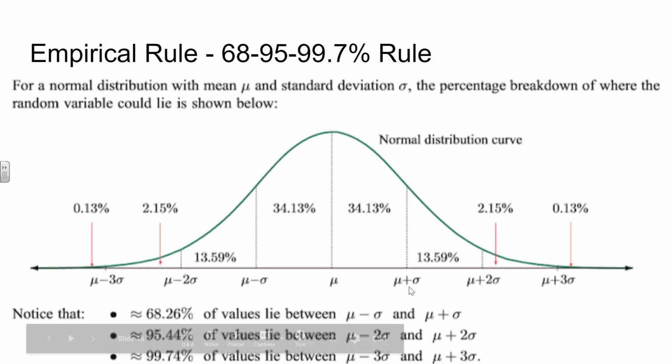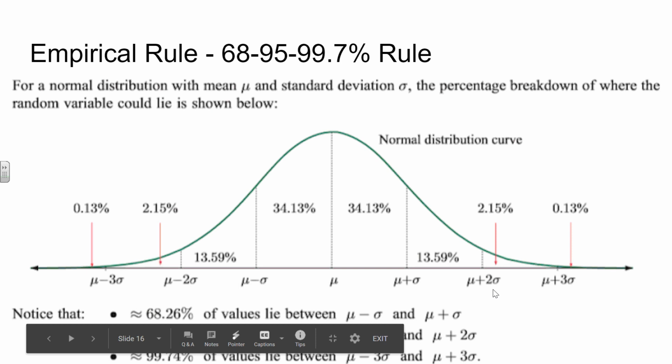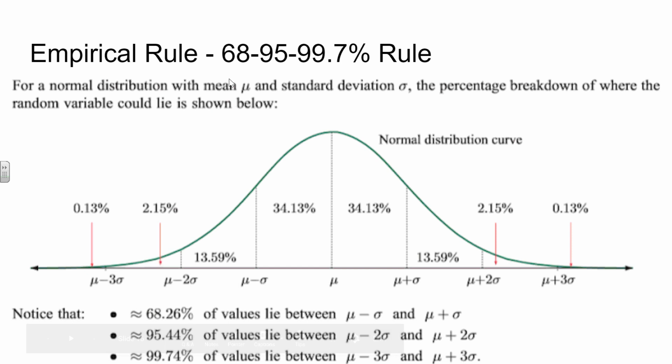This is one standard deviation above to two standard deviations above, and that is 13.59%. Two standard deviations above to three standard deviations above is 2.15%. And there's only 0.13% of observations that are more than three standard deviations above the mean, and vice versa, below the mean as well.